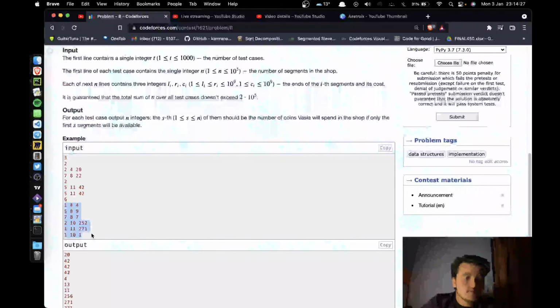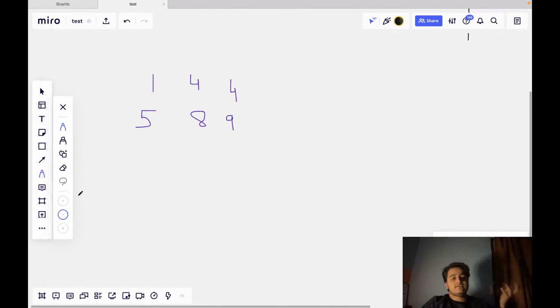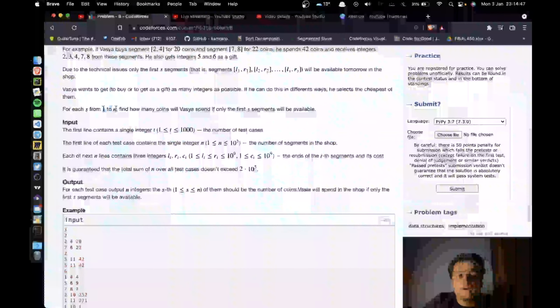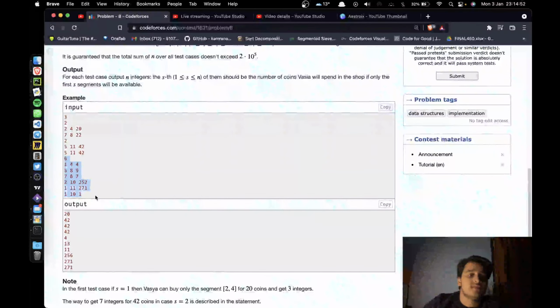If this is the example, I'll take 1 4 4, 5 8 9. Yeah, I'll just write it: 1 4 4, after that 5 8 9. So I will take one by one, because the problem is itself going from every integer from 1 to n. So I will just go from 1 to the last segment. So the first segment is from 1 to 4.